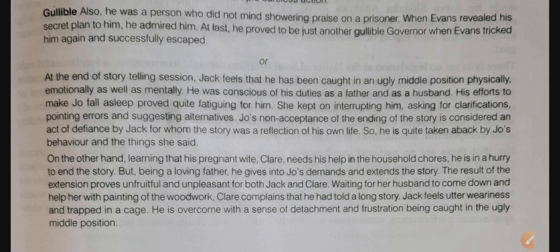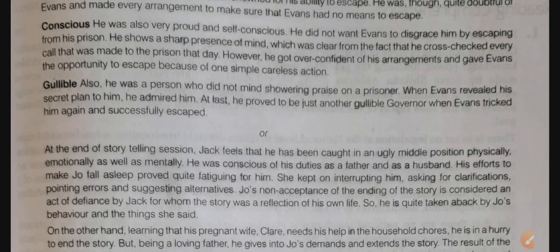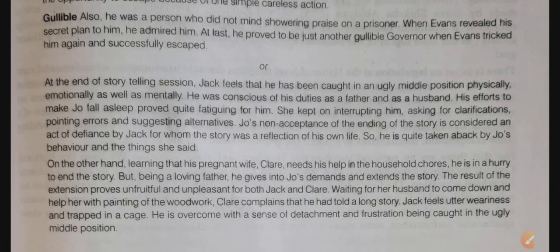So what was the problem with Jack? First of all, he had to tell something to, or give knowledge to, his daughter, and secondly, he had to help his wife also. So that's why he was caught in an ugly middle position. And he was tired also while telling the story to Joe. Now he is overcome with a sense of detachment and frustration, being caught in the ugly middle position.